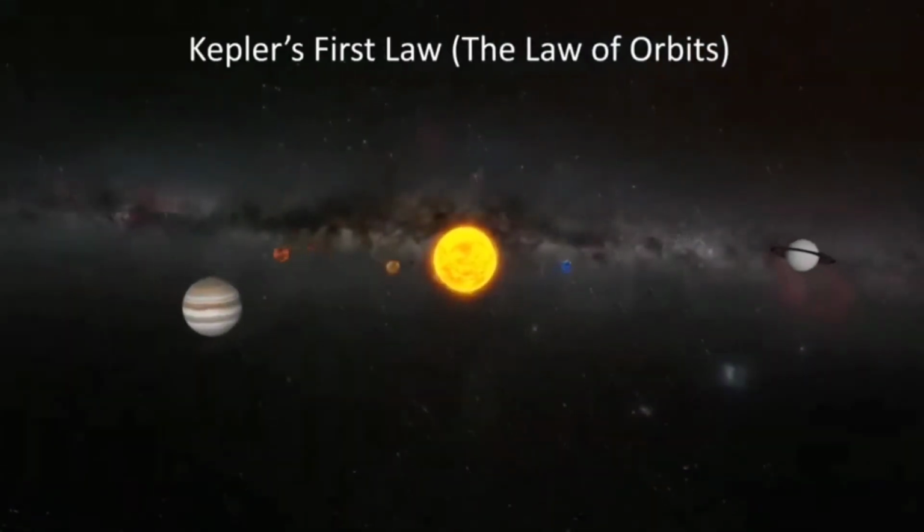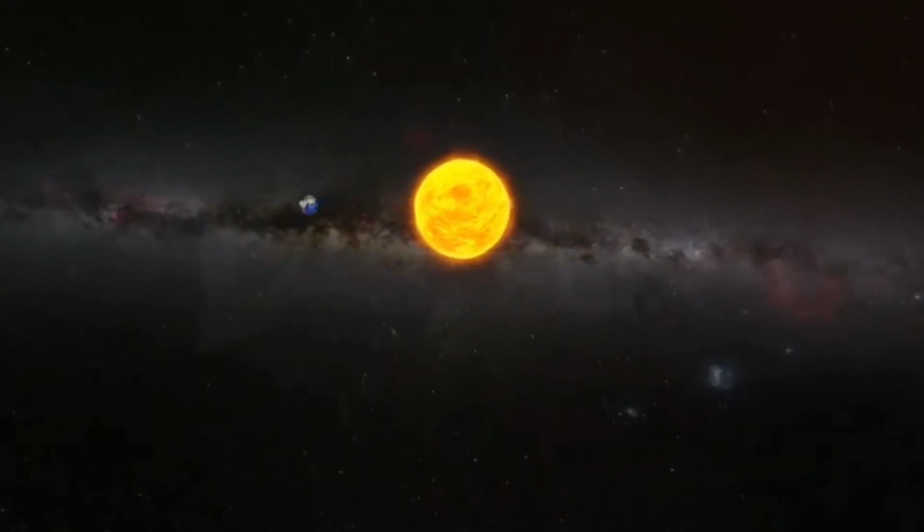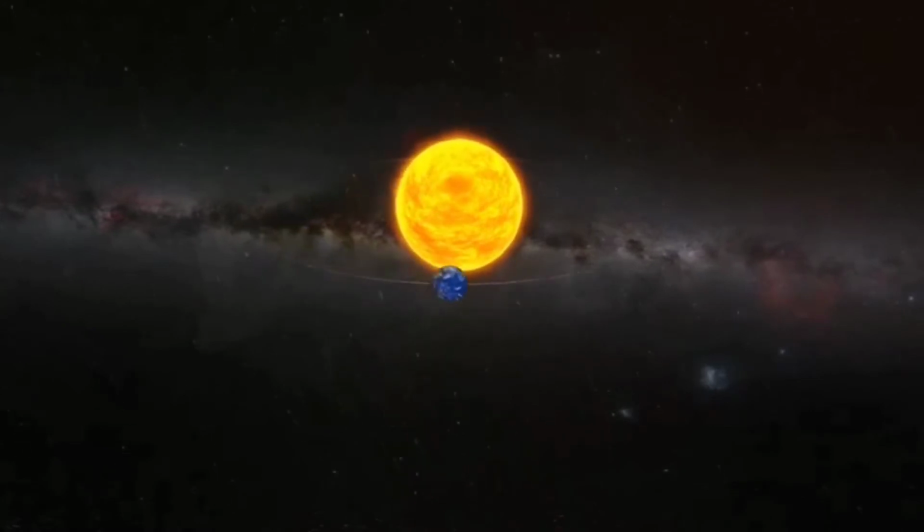Kepler's first law, the law of orbits. Contrary to popular belief, planets don't revolve in circular orbits around the Sun. They move in elliptical orbits.